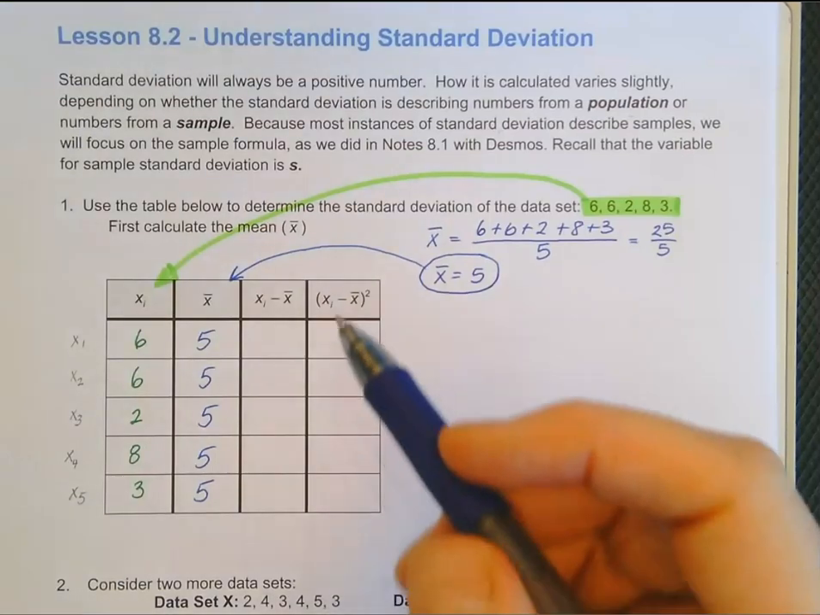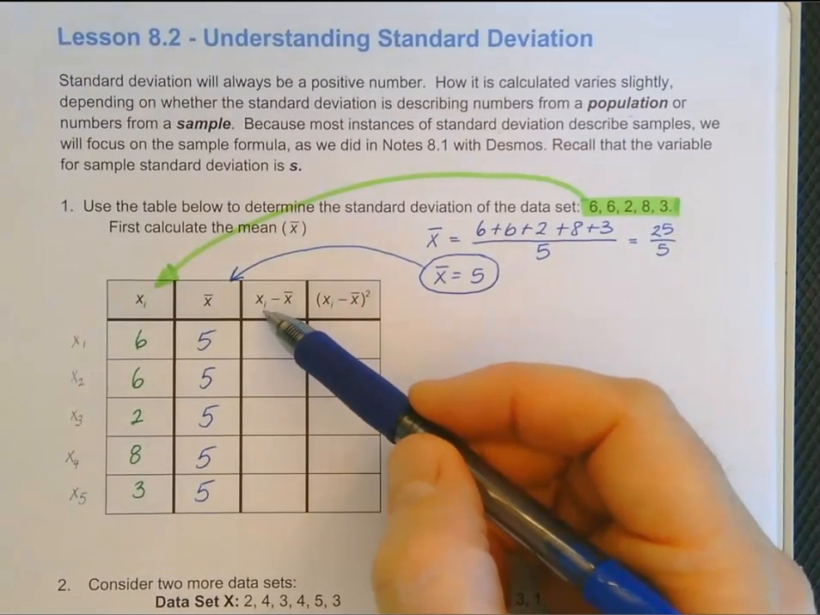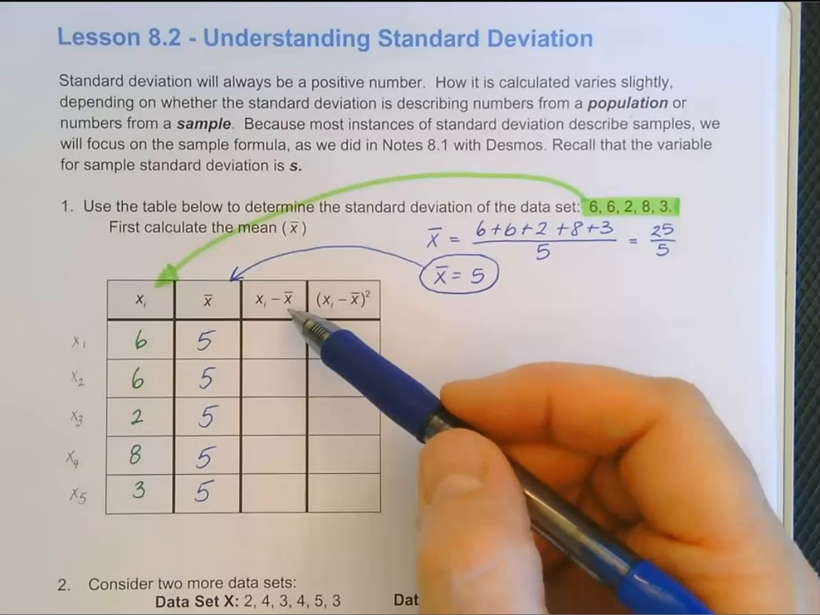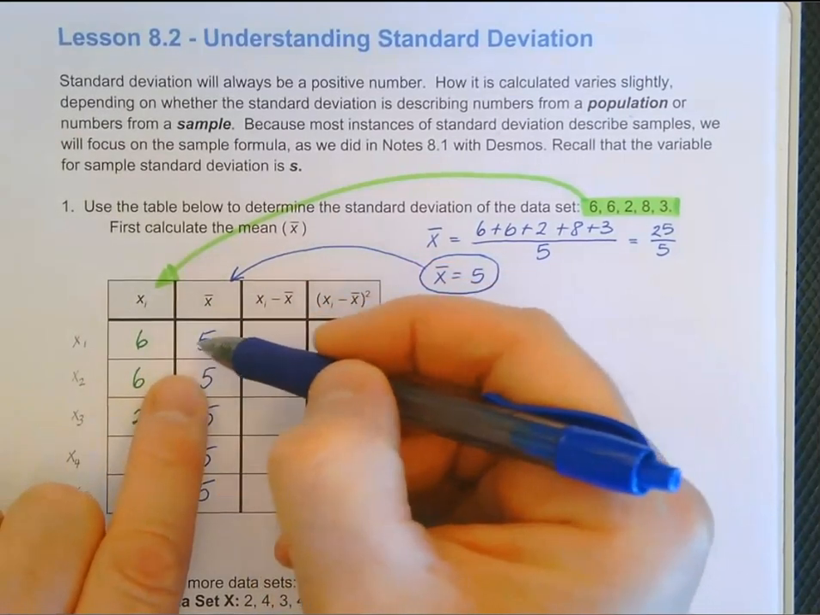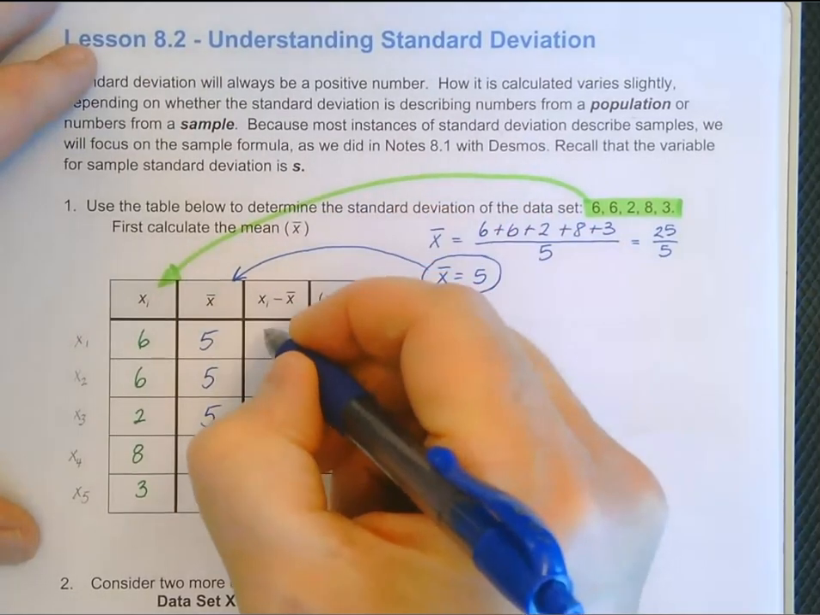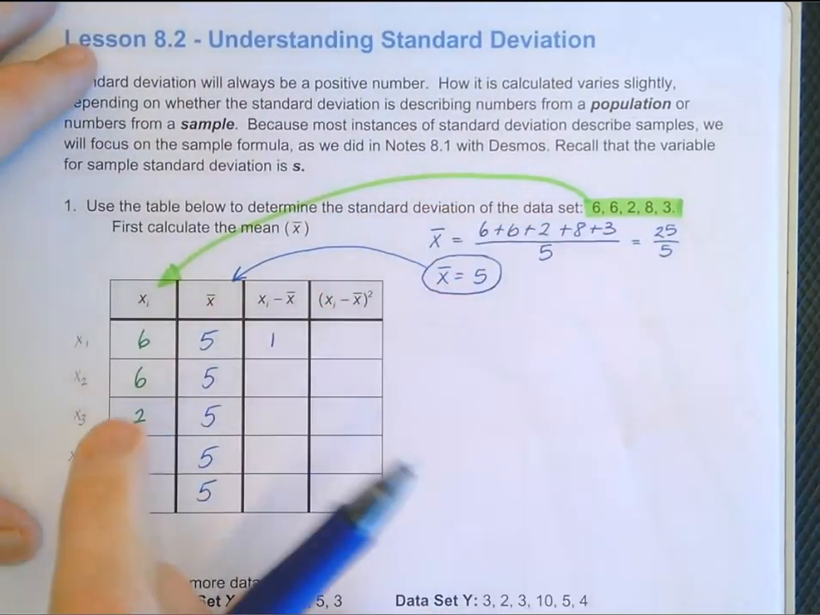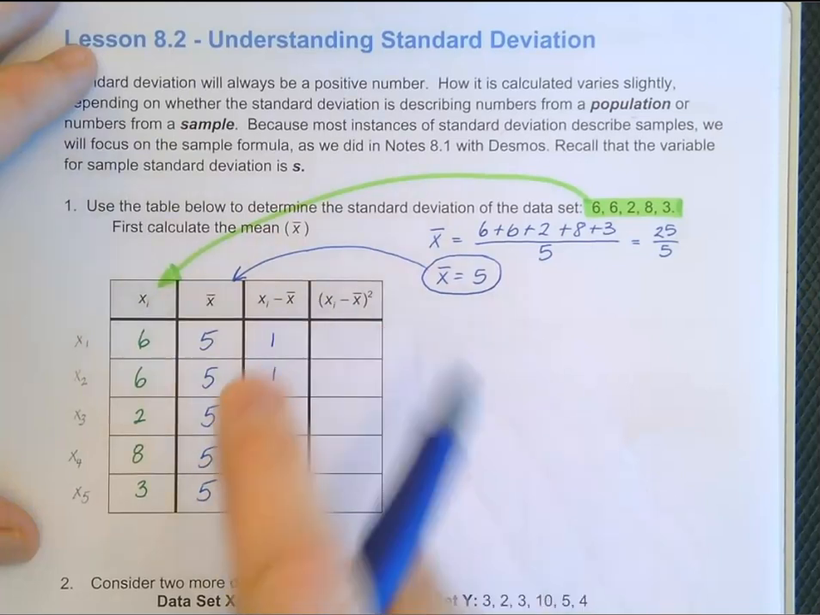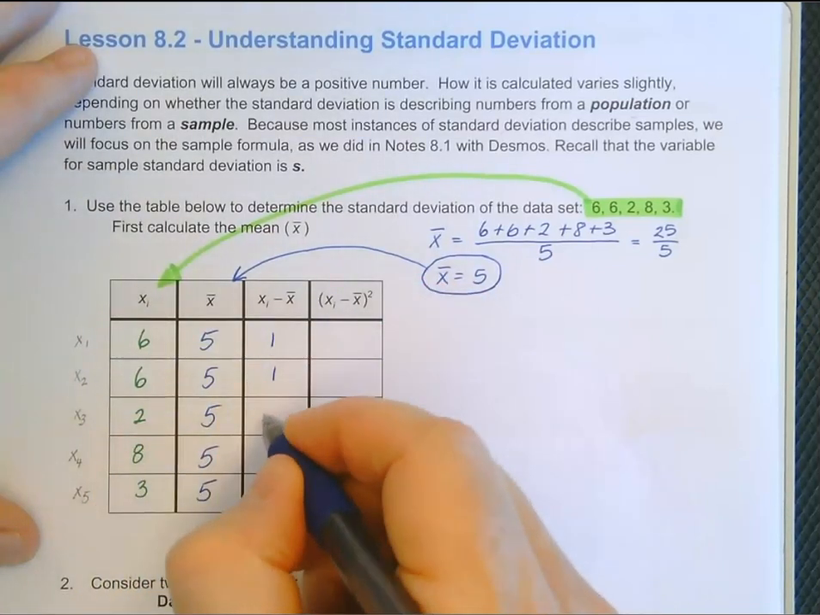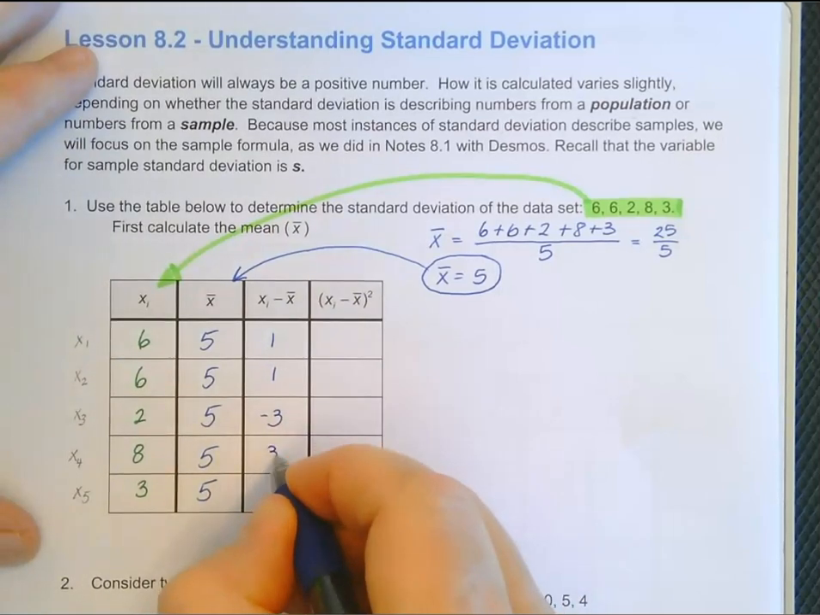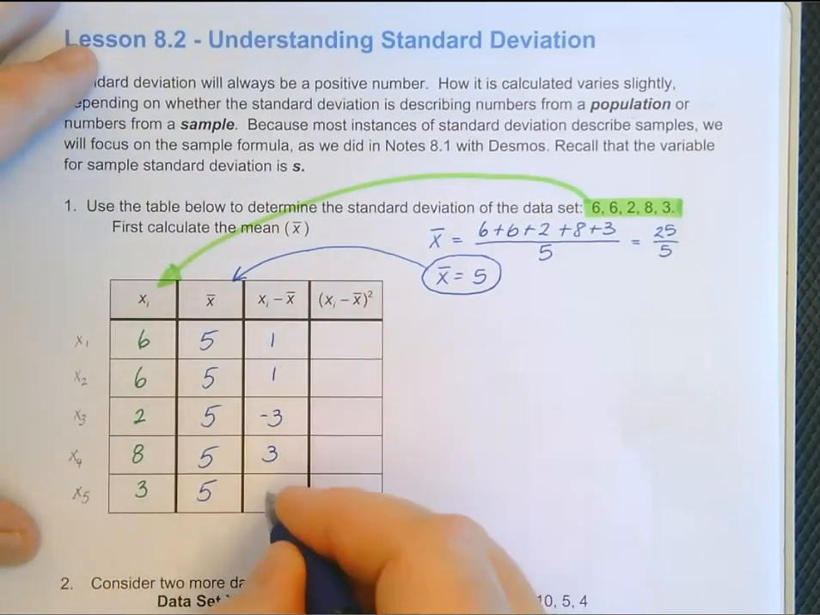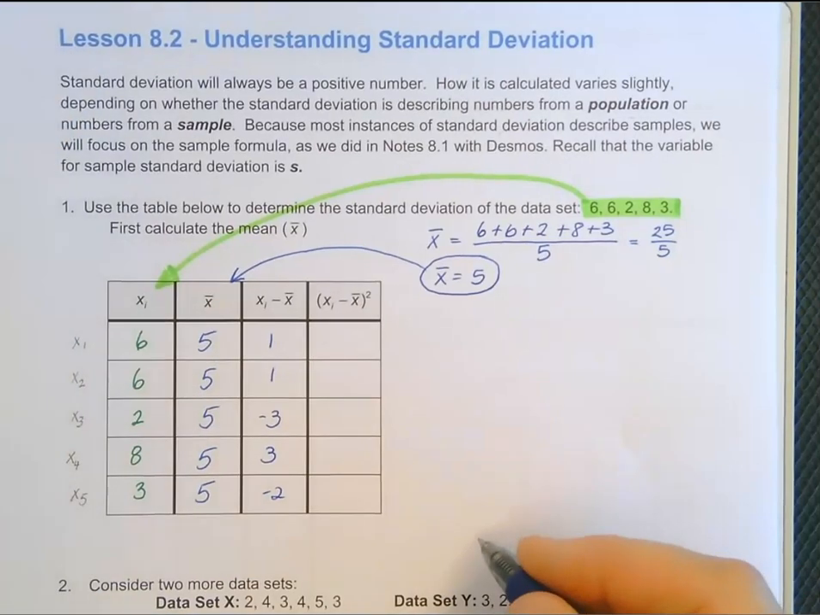Okay. Now the next column, you're going to do xi minus x bar, right? xi minus the average. So you're just going to subtract those two. 6 minus 5 is 1. 6 minus 5, 1. 2 minus 5, that's negative 3. 8 minus 5, that's positive 3. 3 minus 5 is negative 2. Got it?